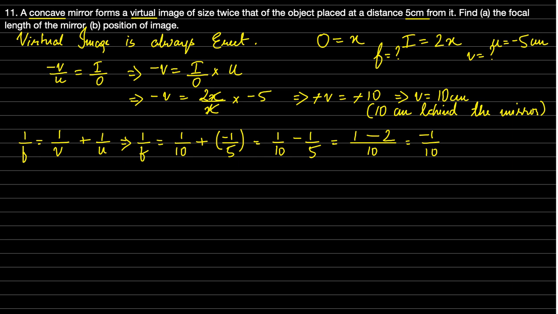So what will f be equal to? f will be equal to minus 10 centimeter. Now, since it is given in the question as concave mirror and according to sign convention, the focal length for concave mirror is supposed to be negative. So we can write in bracket focal length is 10 centimeters.